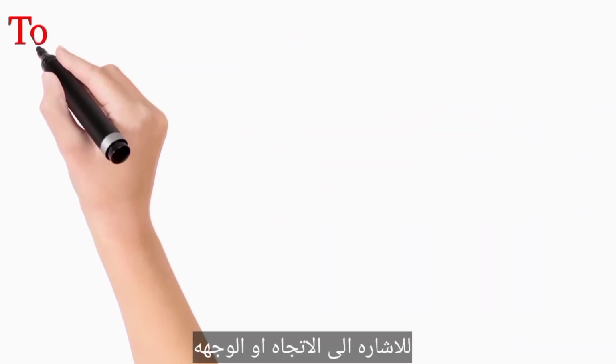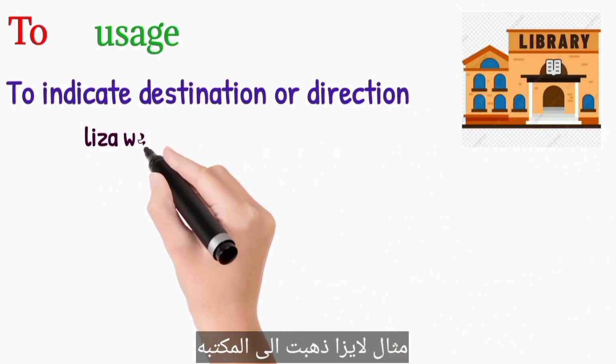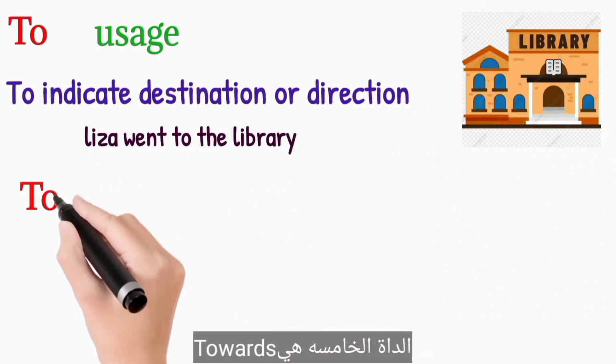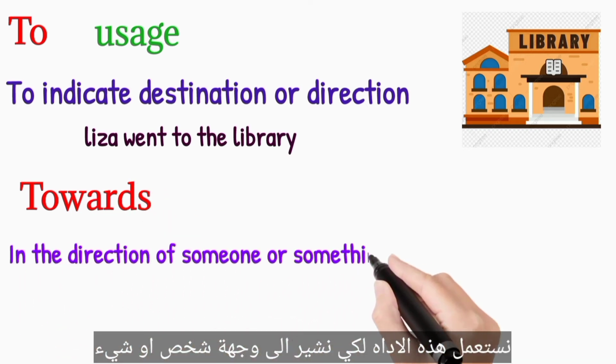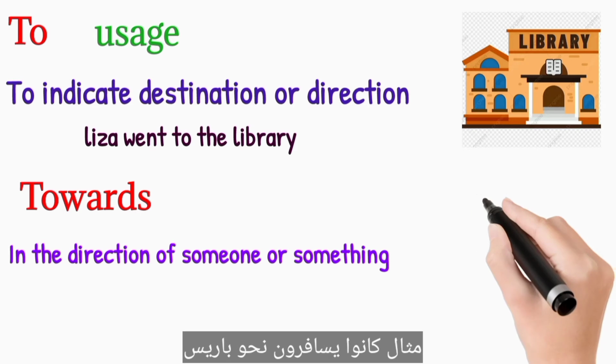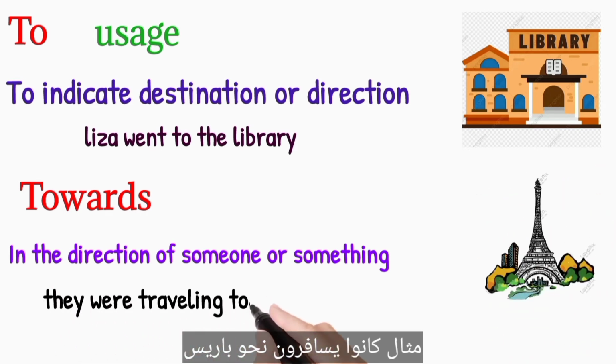The fourth preposition is to, to indicate destination or direction. For example, Liza went to the library. The fifth preposition of place is towards. We use towards to indicate the direction of someone or something. For instance, they were traveling towards Paris.